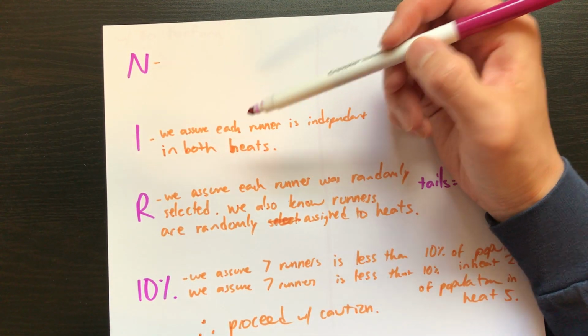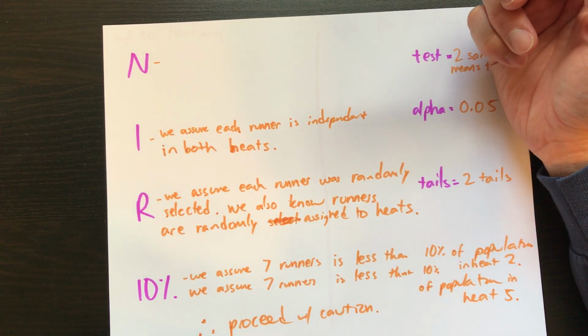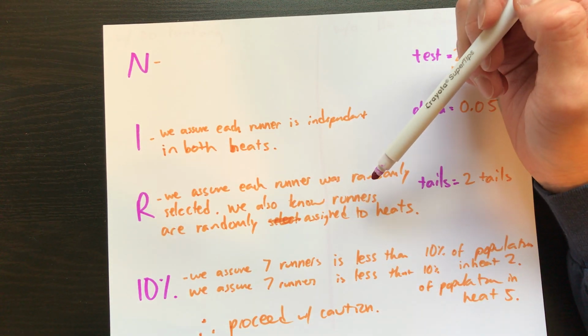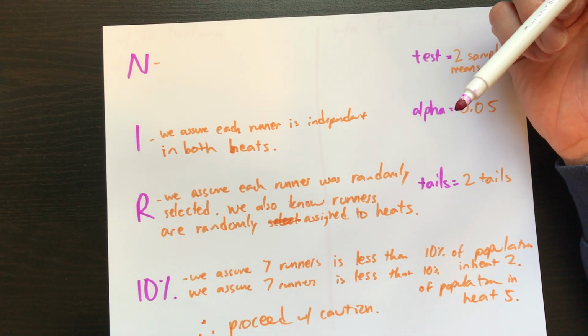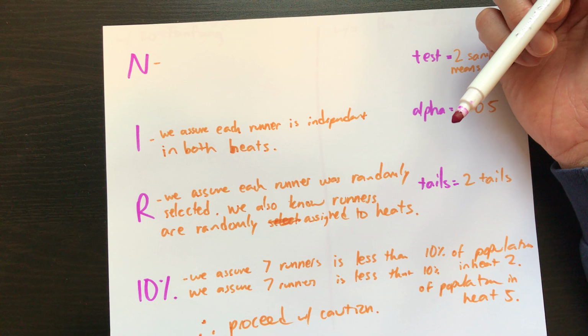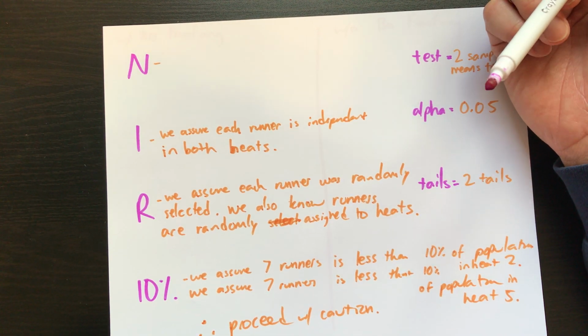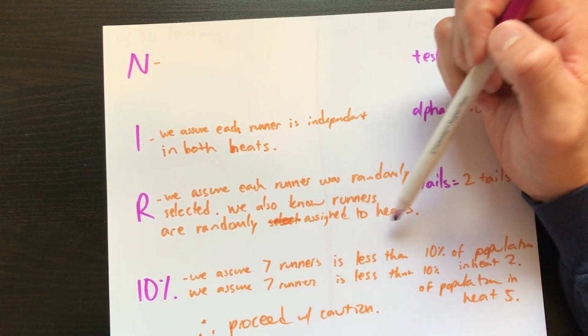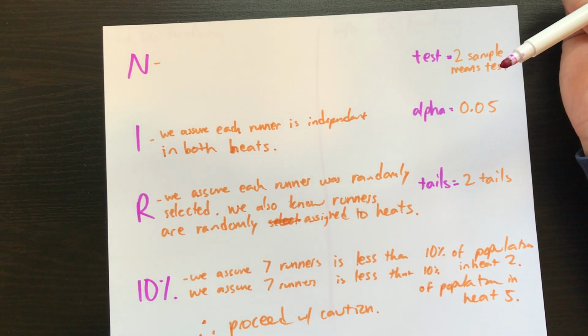For independence, we assume each runner is independent in both heats. We assume each runner was randomly selected. We know that's not true. You don't just randomly select people to run in the Olympics. They have to qualify, right? They have to be really the best of the best. However, we also know runners are randomly assigned to heats. That was in our given information.